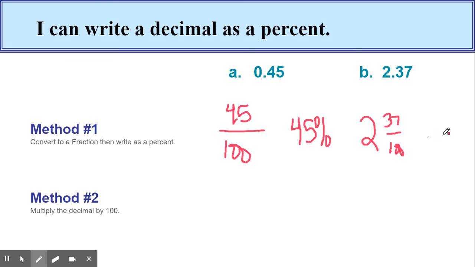Now, if I write this as a percent, I'm going to go ahead and change this so it's going to be 237%. Now, if I wanted to, I could also write this as 237 over 100 if I didn't want to write it as a mixed number.